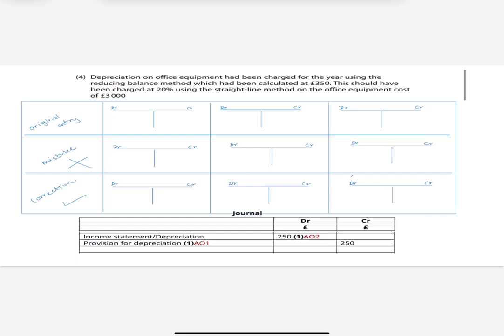Error 4. Depreciation on office equipment had been charged for the year using the reducing balance method. They've calculated depreciation using the reducing balance method, which gave a value of 350. This should have been charged at 20% using the straight line method on the office equipment cost of 3,000. That means they have used the wrong method to calculate depreciation.